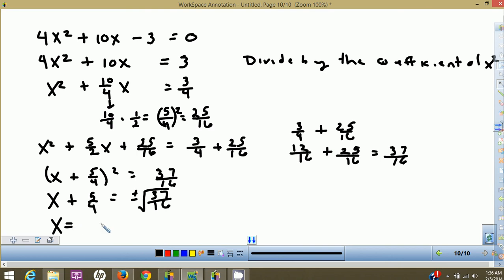x is equal to negative 5 over 4 plus or minus. Now, when you take the square root of a fraction, you can take the square root of the numerator and the denominator separately. You never want to leave a radical in the denominator. So we need to take the square root of this 16. The square root of 16 is 4. The square root of 37 doesn't simplify, so we're just going to leave it as the square root of 37. And there are my solutions. x is equal to negative 5 over 4 plus the square root of 37 over 4, and x is equal to negative 5 over 4 minus the square root of 37 over 4. That's the process of completing the square.